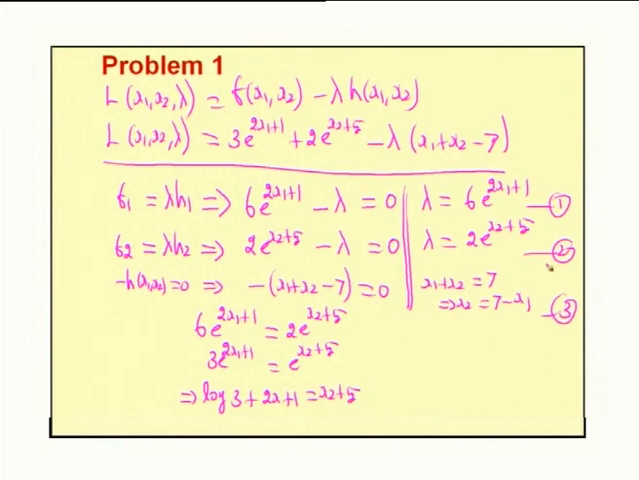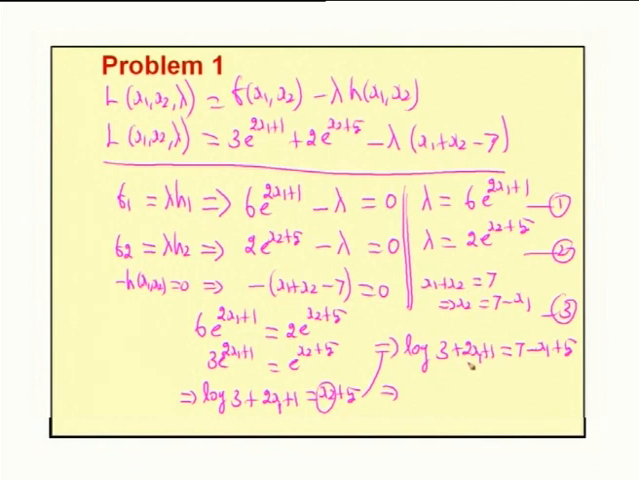So, from equation 1 and 2, we get the equation as 3 e power 2 x1 plus 1 equal to e power x2 plus 5. By taking logarithm on both sides, we get log 3 plus 2 x1 plus 1 equal to x2 plus 5. Now, by making use of equation 3 in this equation, it becomes log 3 plus 2 x1 plus 1 equal to, now instead of x2, I will substitute the value 7 minus x1 from equation 3, therefore, 7 minus x1 plus 5.